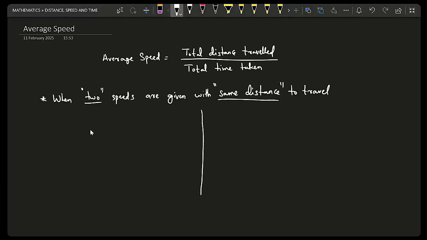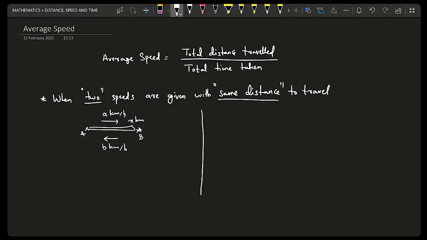There is a point A and a point B. An object is moving from A to B with a speed of a kilometers per hour. While coming back, it changed the speed and became b kilometers per hour. Now they're asking the average speed. Average speed is total distance by total time, but we don't know the distance, so we call this distance x kilometers.